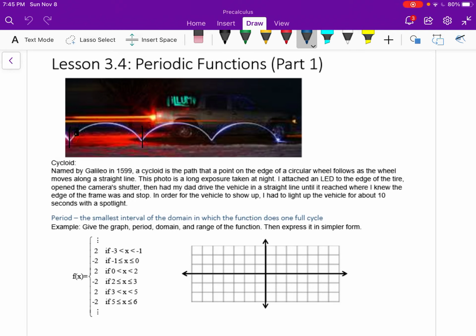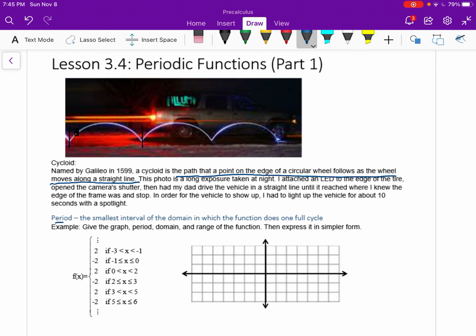We're going to look at periodic functions in two parts. This first little picture shows a cycloid, which is the path that a point on the edge of a circular wheel follows as the wheel moves along the straight line. So there's a light attached to this front tire here, and it's moving, and the light obviously follows that path there, and that would be considered periodic.